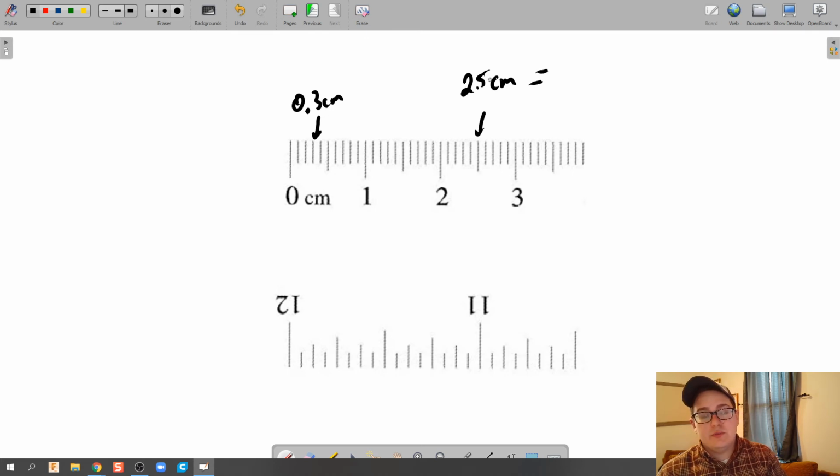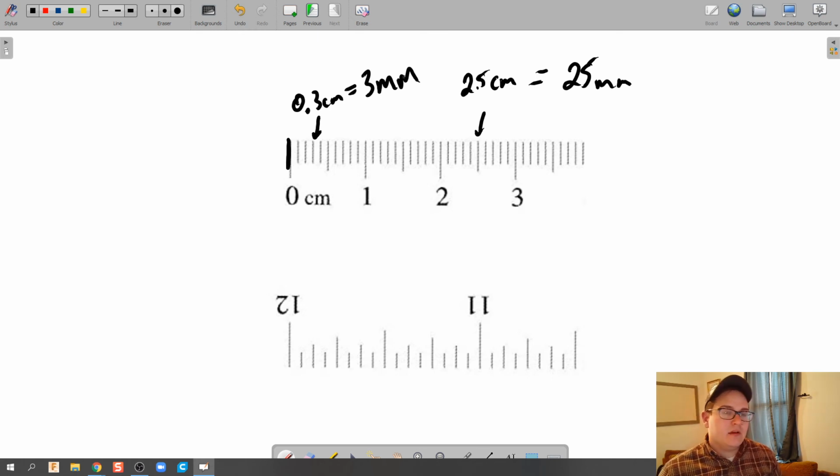So 2.5 centimeters is how many hash marks from zero, so that's 25 millimeters. 0.3 centimeters, that's 3 millimeters. Just move that decimal place on over one. And that's it, folks. That's how you do it in the metric system.